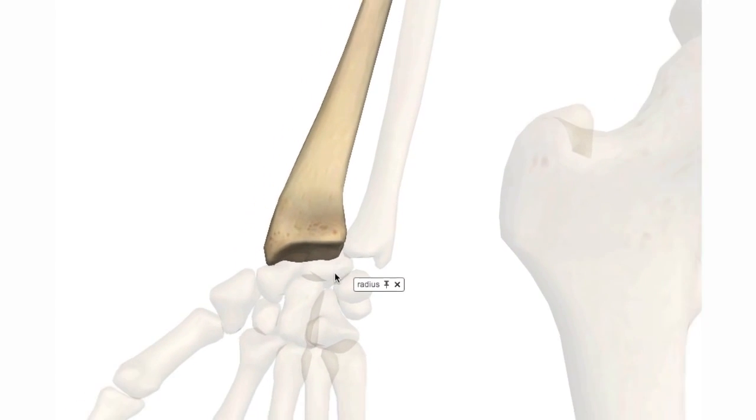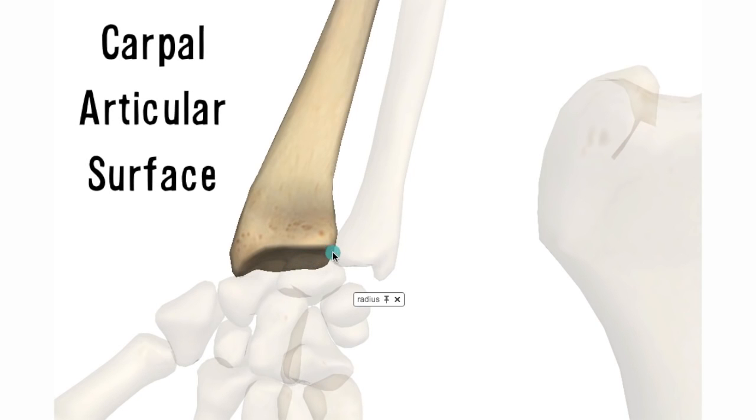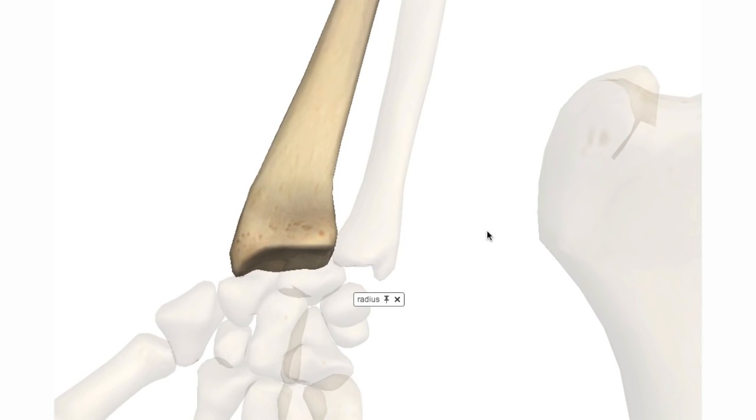Now you also notice here where there's going to be the articulation between the radius and the carpal bones, or the bones in your wrist, and this is known as the carpal articular surface, which is found then directly at the distal portion of the radius.